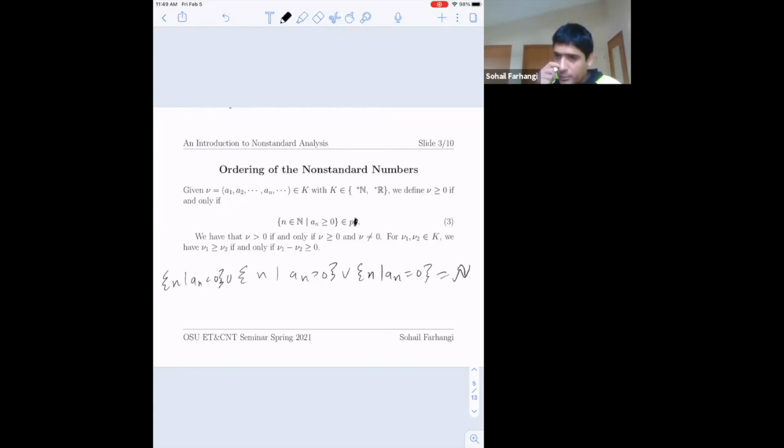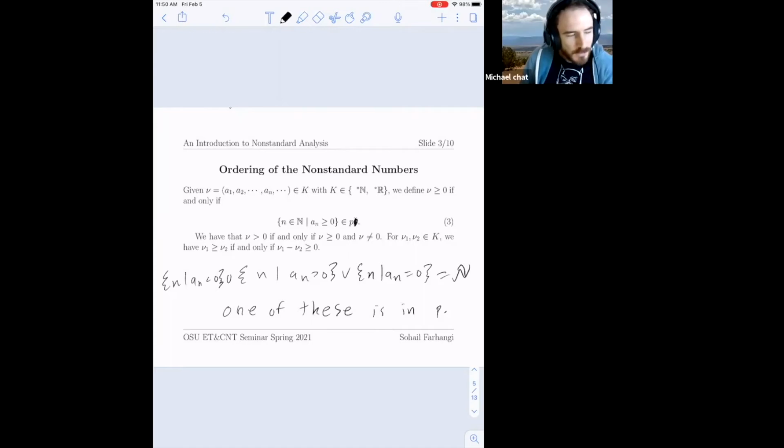Right, this is going to be all possible indices. So one of these has to be in the ultrafilter. And that's going to determine whether the number is positive, negative, or 0. So again, this is something that wouldn't work for the Frechet filter, but works for any ultrafilter.